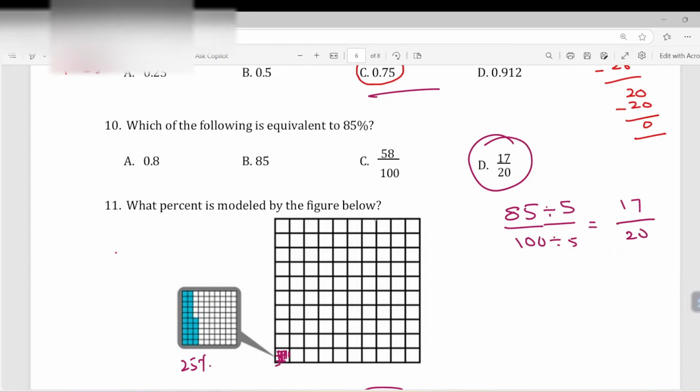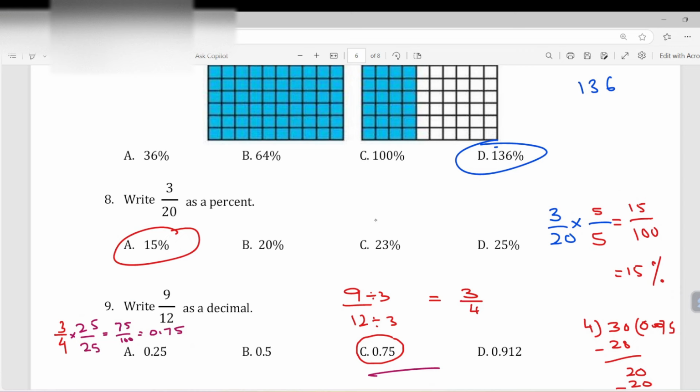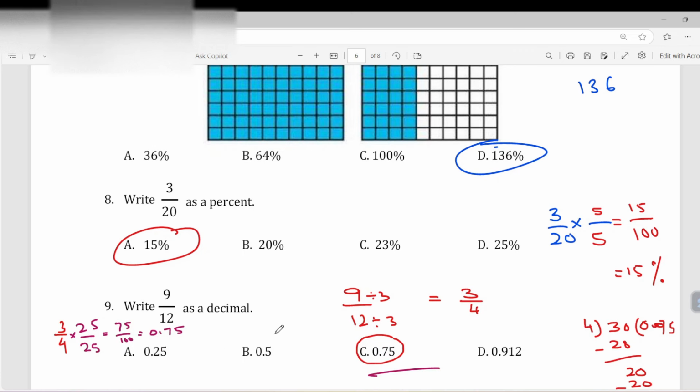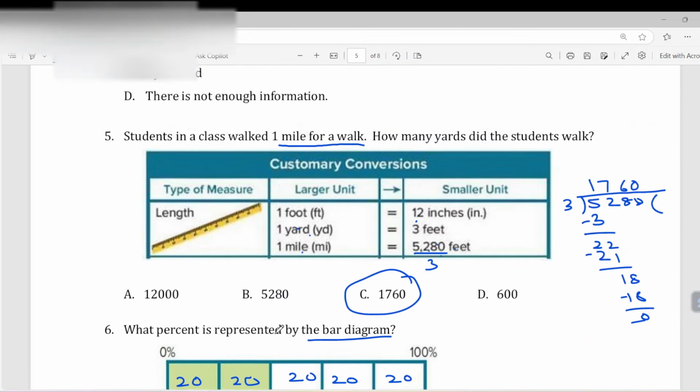Please do it 1 or 2 times. See all the types, any type that is there. For example, write 3 by 20 as a percent. One problem we have done. Do this type of problem 3-4 times. Convert percentage into decimal, decimal into percentage, percentage into decimal, like that 3-4 times. If you do, one question will come. Like that, please practice and you will be successful.